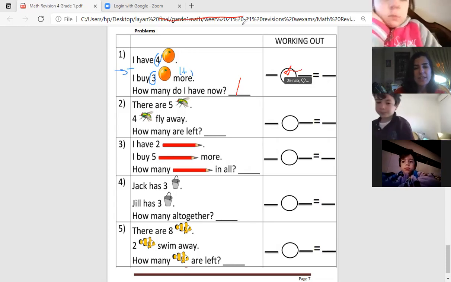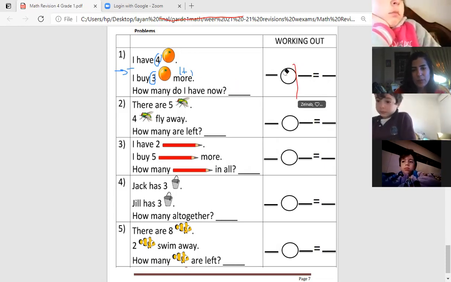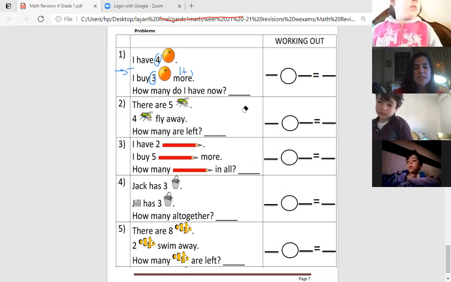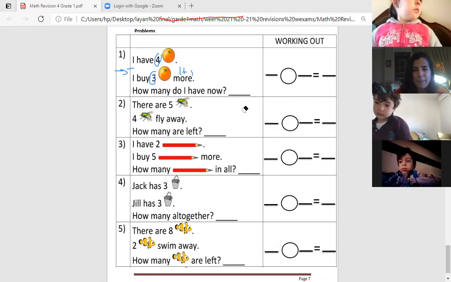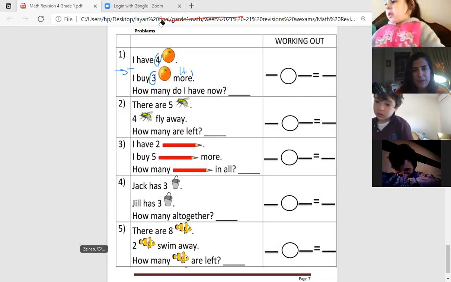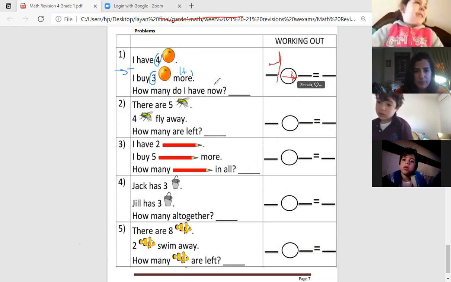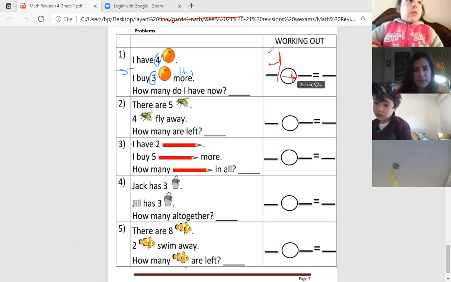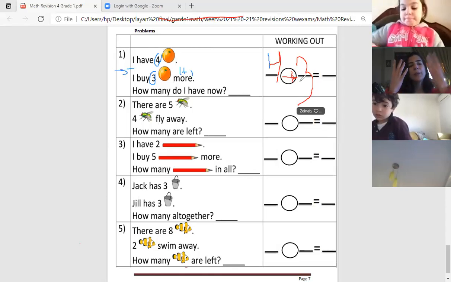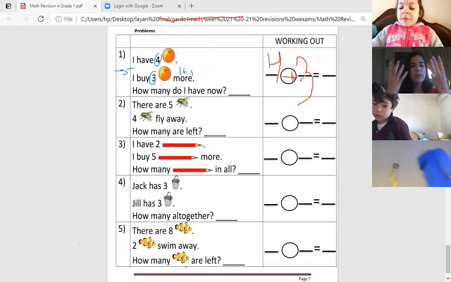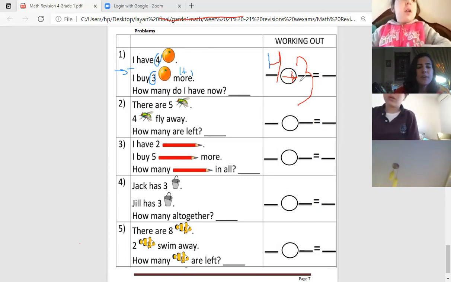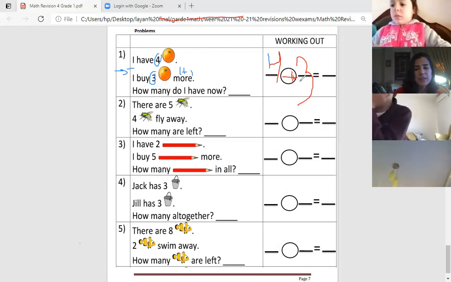Write the addition sentence. So I put the plus sign, right, again in a better way. So what's the addition sentence, Zainab? Four plus three. Okay. So I have four and I brought three more. So this is four plus three. Seven.